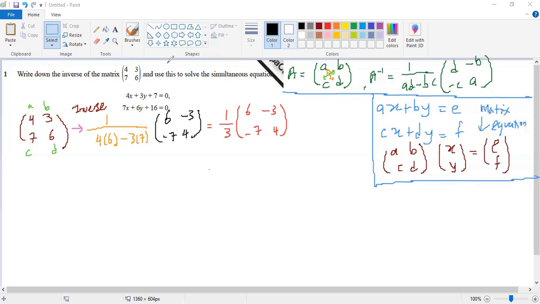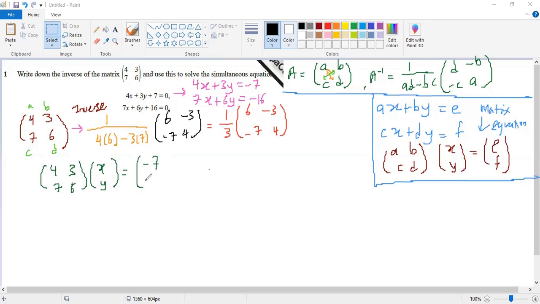If you look at the given equation, it needs a little bit of tweaking to be written in this form. 4x plus 3y equals negative 7, and then 7x plus 6y equals negative 16. Please take note, 4x plus 3y is negative 7, 7x plus 6y is negative 16. Now let's try to write the equation, please. So 4, 3, 7, 6, and then x, y, equals negative 7 and negative 16, like that.